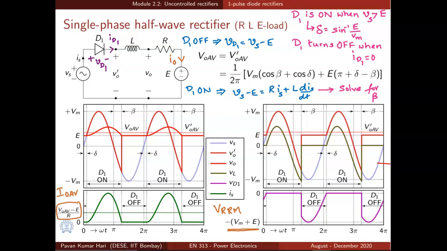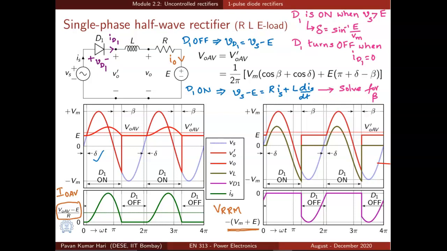If you assume D1 is off, voltage across VD1 will be Vs minus E. Why? Because there is no current flowing in the circuit, so the voltage across inductor and resistor will be 0. So the voltage across the diode will be Vs minus E, as evident from the KVL. So D1 will be on only when Vs becomes more than E, and let us say that it happens at the delta angle shown here, and that delta is equal to sine inverse E by Vm, when the voltage Vs becomes equal to E.